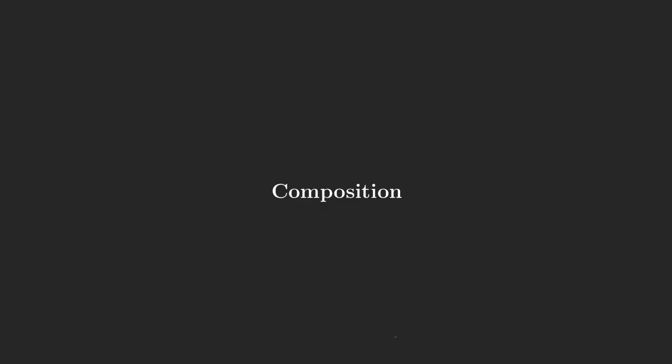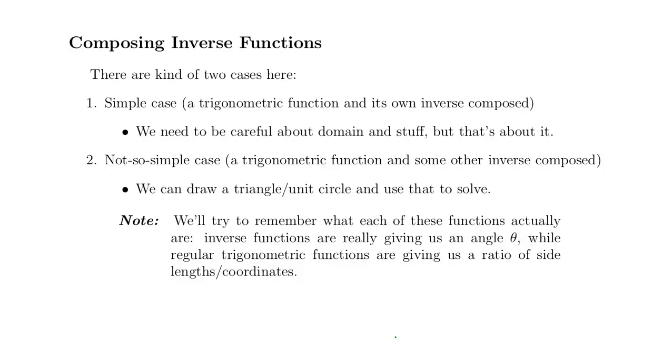So now what we want to do is talk about composition. And there's kind of two cases here. There's going to be a real easy case where you have a trig function and its own inverse composed. And the only thing that we have to be careful about is domain, because we know that the inverse functions are only going to spit out certain types of angles. But outside of that, this is going to be pretty easy, because we know that a function and its inverse undo each other in general.